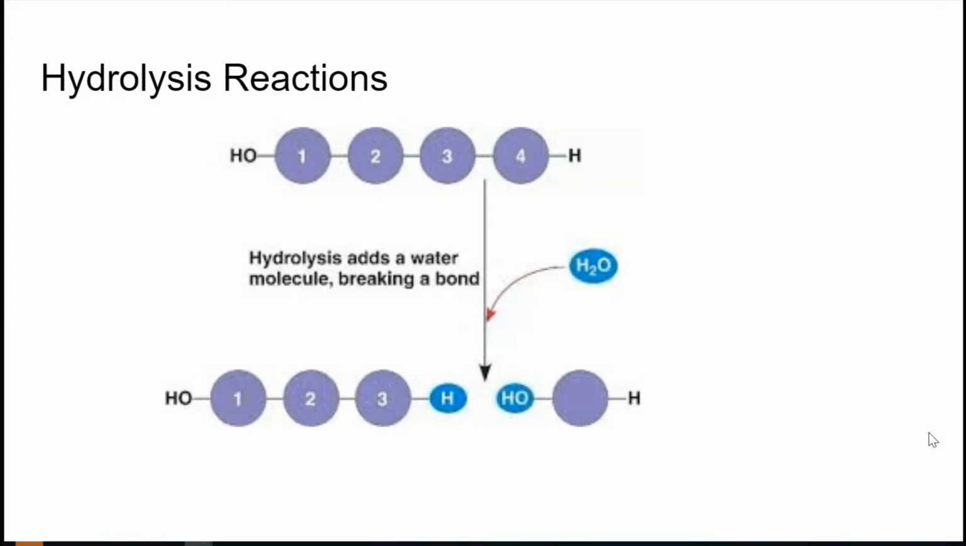Here's the opposite, having a larger polymer broken down into smaller units. So hydrolysis. Hydro means water, lysis means break. So hydrolysis reactions add water and break a bond. So you can see the water is being added, and that's going to break apart the bond between 3 and 4. Now we see that 4 is a monomer, it's the smallest subunit, and that we now have a shorter polymer that's comprised of 1, 2, and 3. But hydrolysis reactions always add water, dehydration synthesis reactions always remove water.